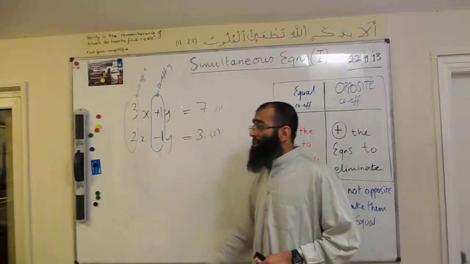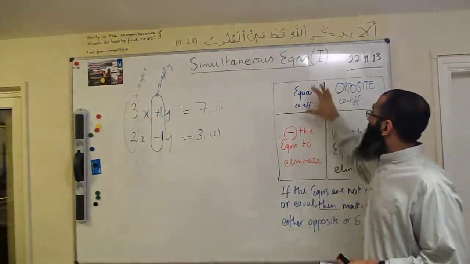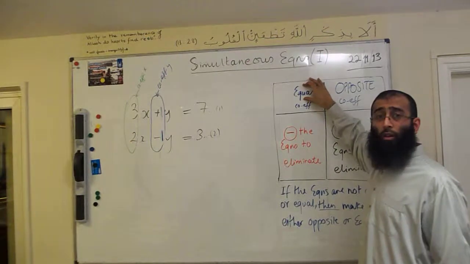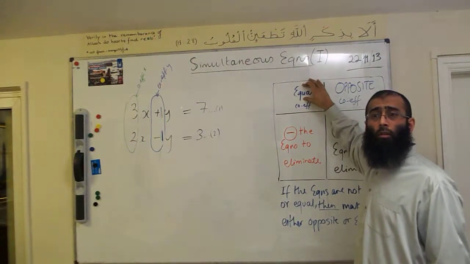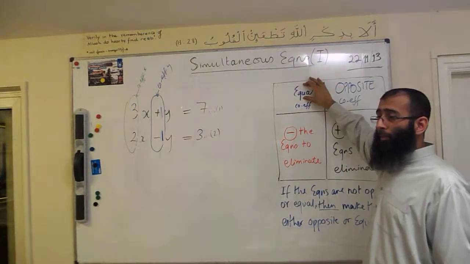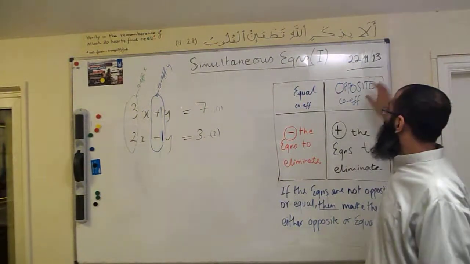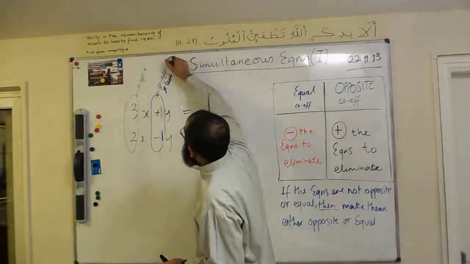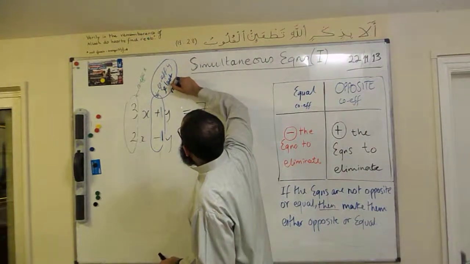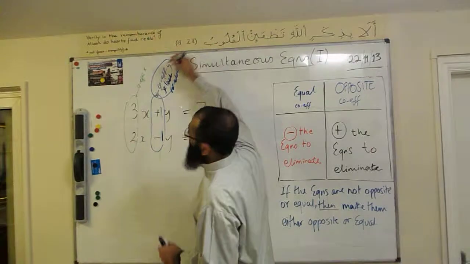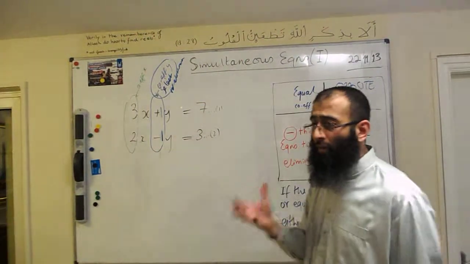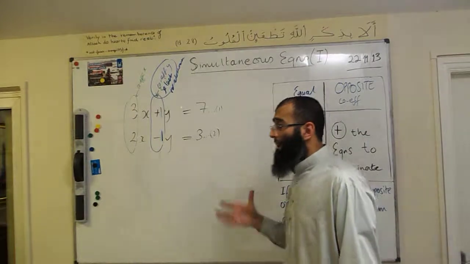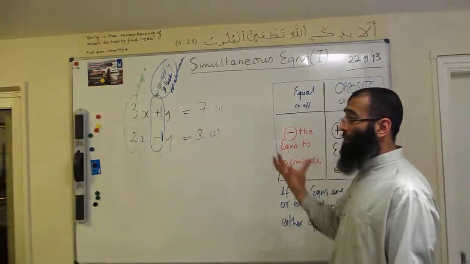Now let's consider those coefficients and see whether they match our table over here. Are the coefficients equal? No. Are they opposite? Yes. So we are going to select the y coefficient for elimination. We have to make a decision in the question which one of the coefficients we are going to eliminate, and we base it on this table over here by looking at the coefficients.